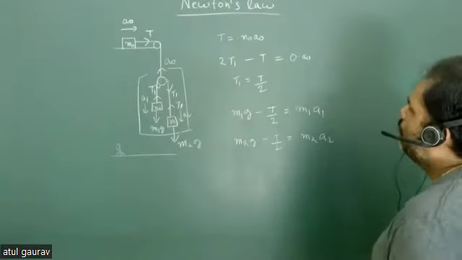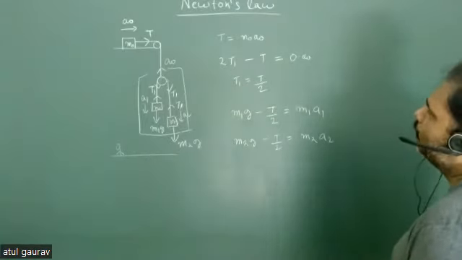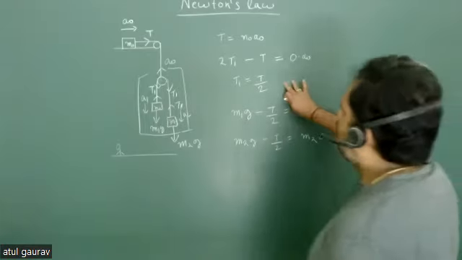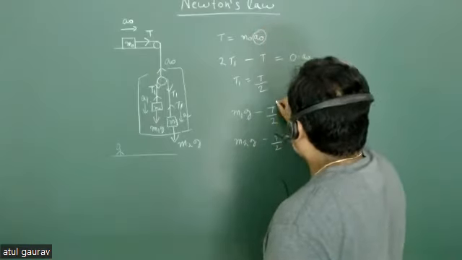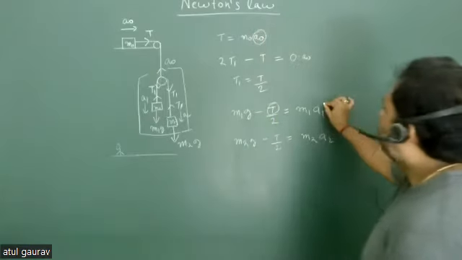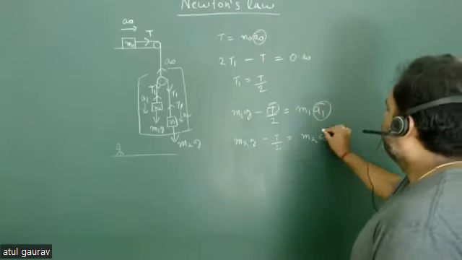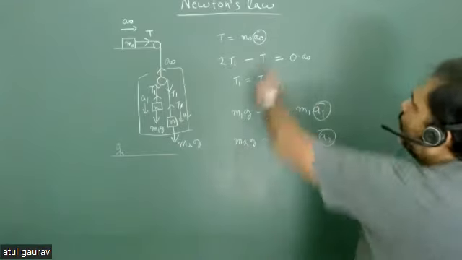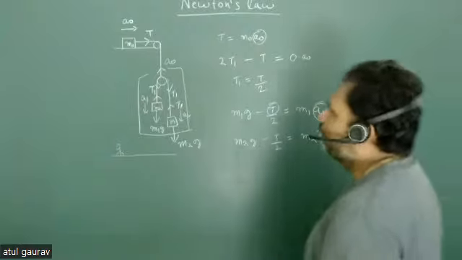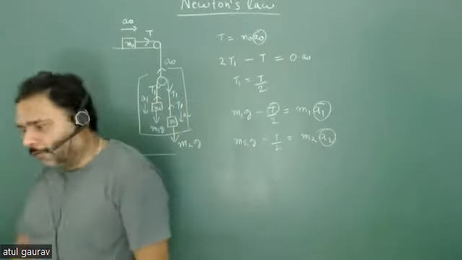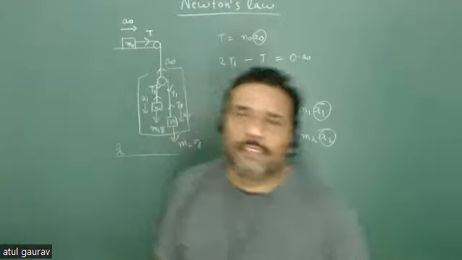So now, how many equations do you have? We have used this one. So how many unknowns now? A naught is one unknown. T is another unknown. A1 is another unknown. A2 is another unknown. So how many equations are there? Three equations. But how many unknowns are there? Four. So you need one more equation, isn't it?